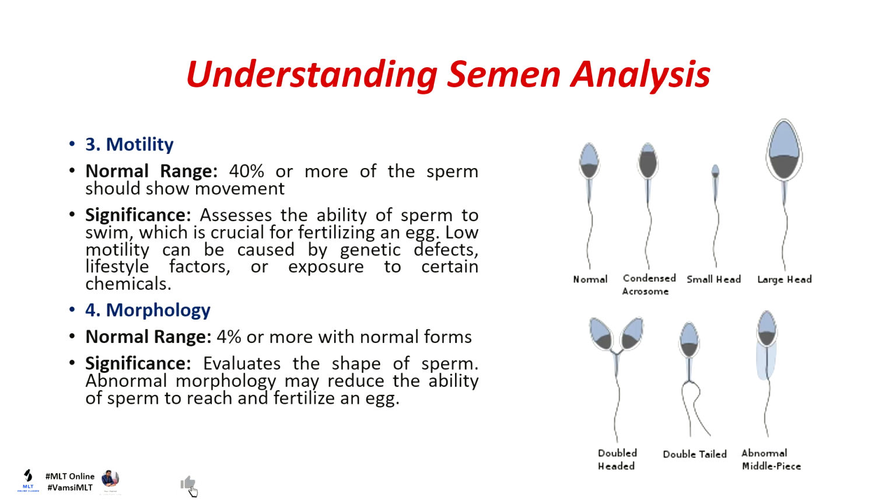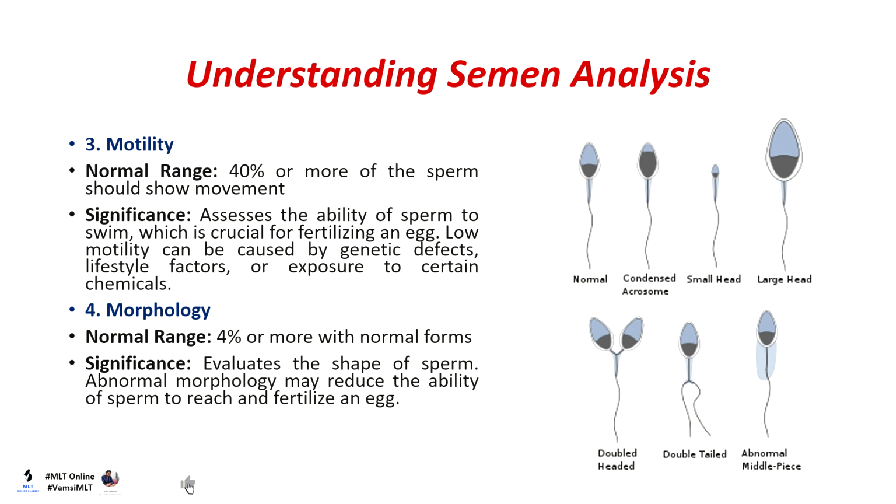3. Motility. Normal range, 40% or more of the sperm should show movement. Significance, assesses the ability of sperm to swim, which is crucial for fertilizing an egg. Low motility can be caused by genetic defects, lifestyle factors, or exposure to certain chemicals.